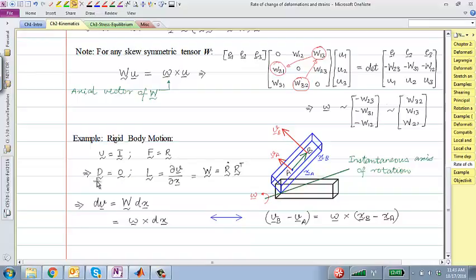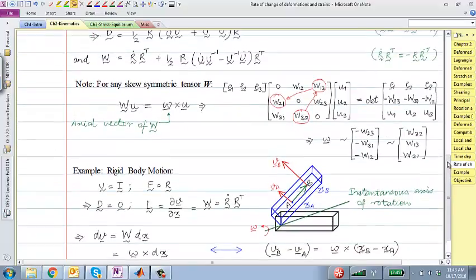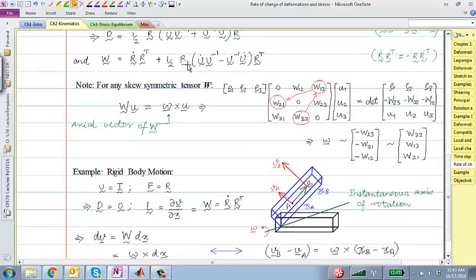There is no deformation, so D is 0. And L would be the velocity gradient immediately available from R dot R transpose. So only in a rigid body motion, that other term goes away. R dot R transpose is what W is capturing.